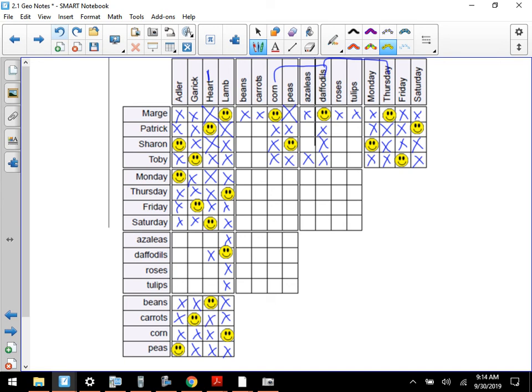Yep. Then you can bring that back the other way. So beans was... Lamb. No, heart. Yeah. So Patrick is your beans. And then this was a no-no here, which means Toby was that one, which it was.